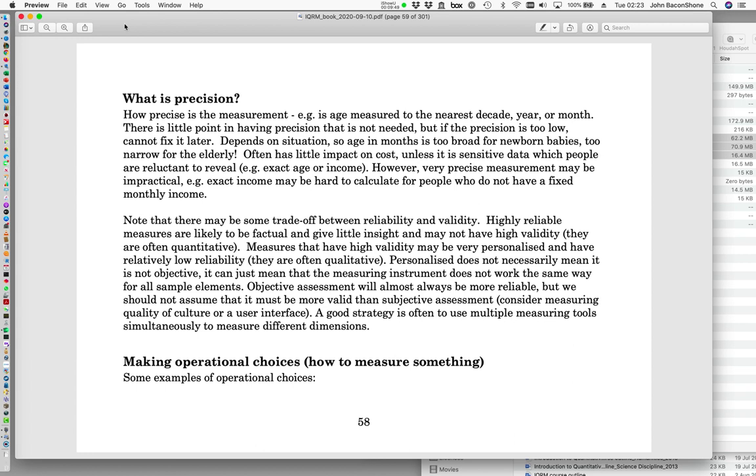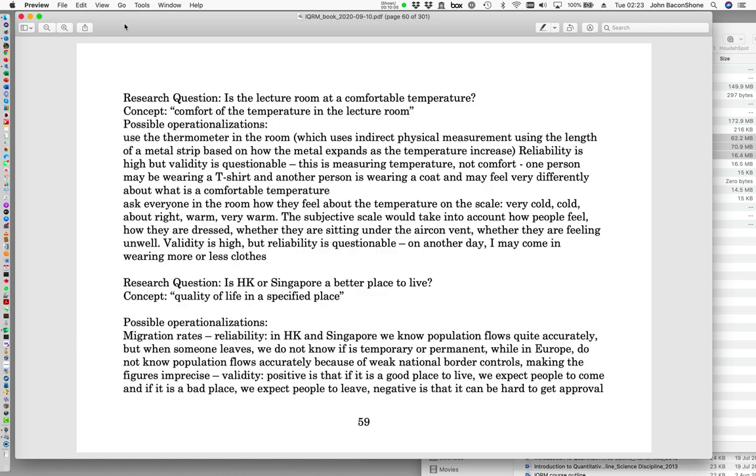Okay, so this is all really rather abstract. So we're going to talk about how to make operational choices, in other words, how to measure something. And we're going to talk through some examples of how we might make those choices. We're going to start with a very simple example.